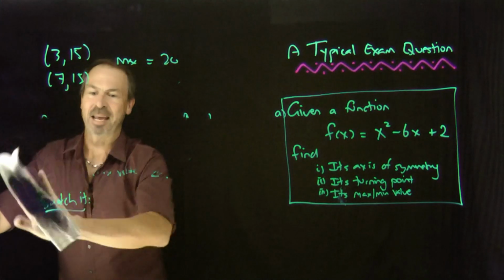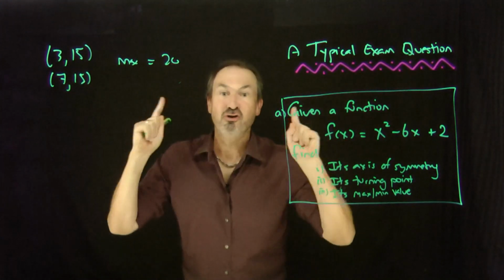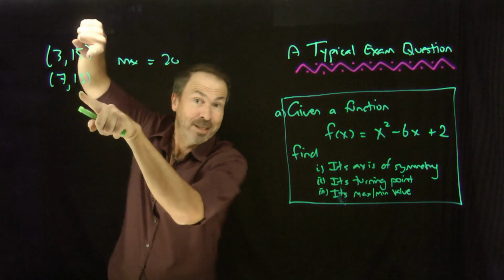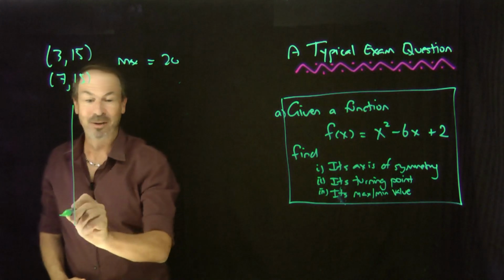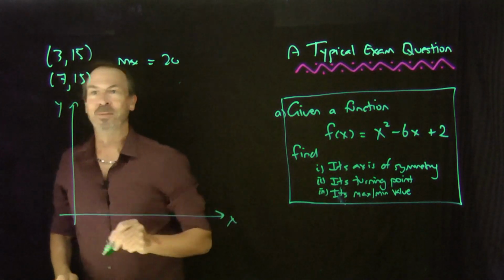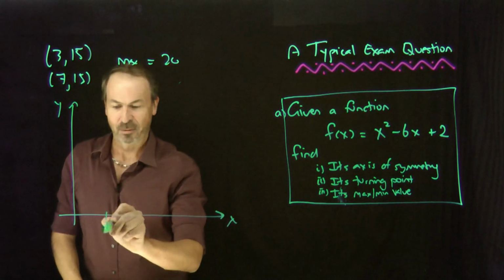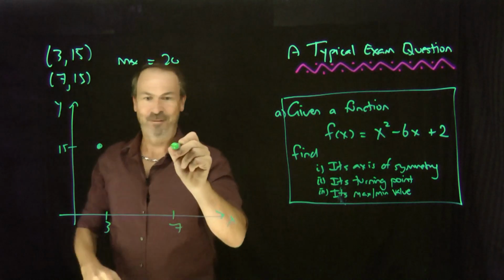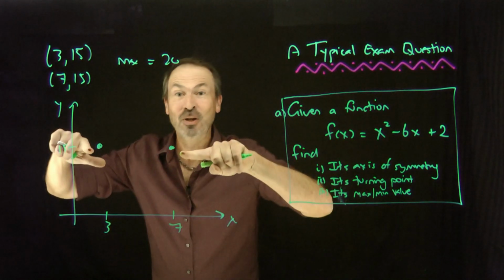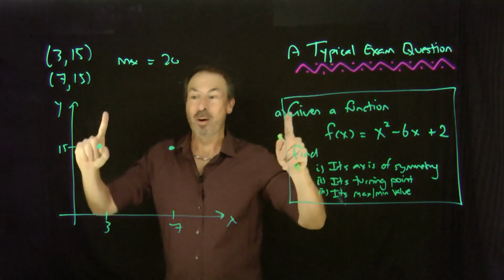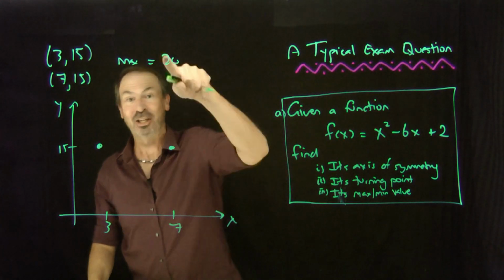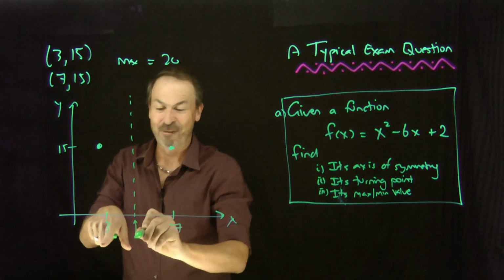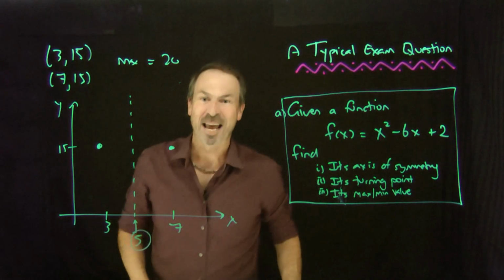Let me now sketch the thing. The key idea is it's going to be symmetrical, and I've given you two symmetrical points on it. 3, 15 must be there. 7, 15, same height. Two symmetrical points on a symmetrical graph. So common sense, it's going to be symmetrical about the middle value. What's halfway between 3 and 7? 5. So the axis of symmetry must be at x equals 5.